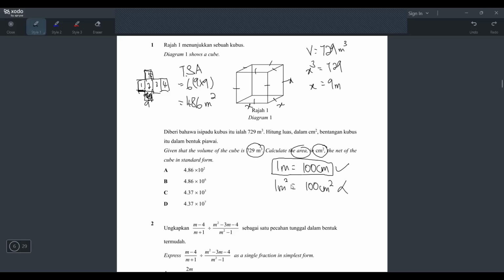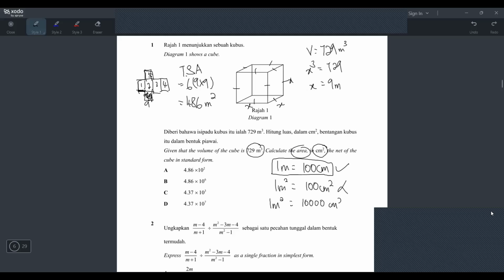I think in my Kelantan paper 2 videos, question number 3, I still remember Kelantan paper 1, question 3, they also asked this, like how to convert meter square to cm square. So you have to be very careful here. So this is wrong. 1 meter square is not 100 cm square. If you want to convert meter square, it's actually 10,000.